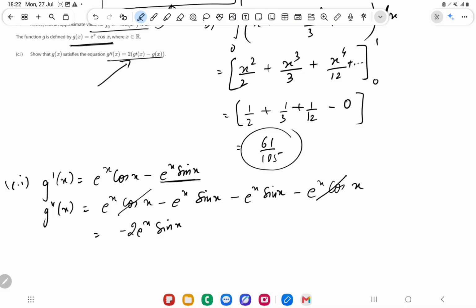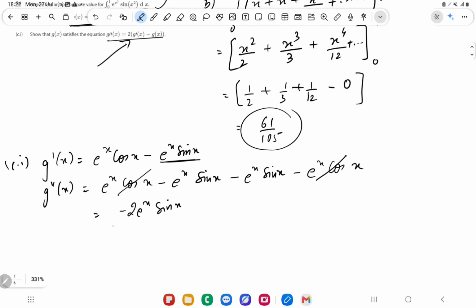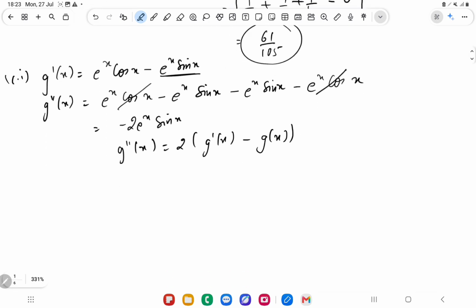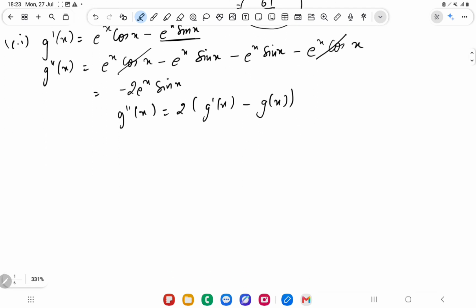Now I have to go back to this equation and let me first write this equation. So it says g double dash x is equal to 2 times g dash x minus g x. So how will I start? I have all three values, so what I can do is I will first solve this because I have g double dash x value with me. So I will solve the right hand side.